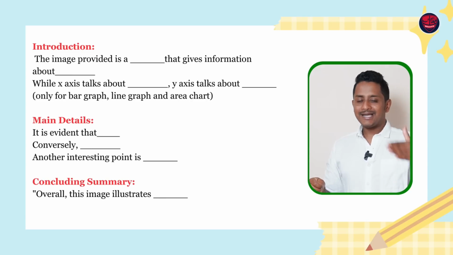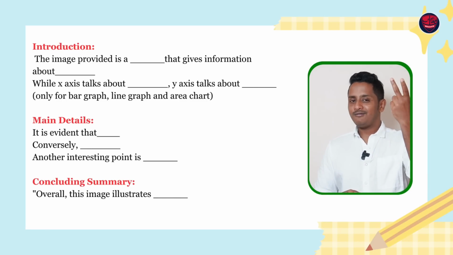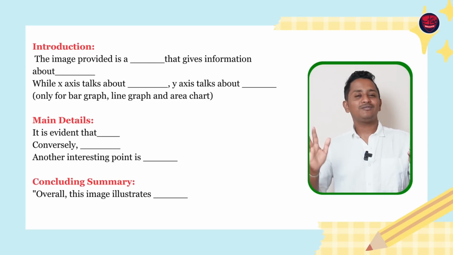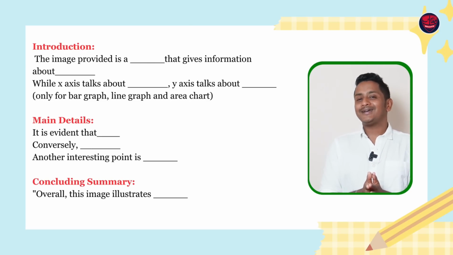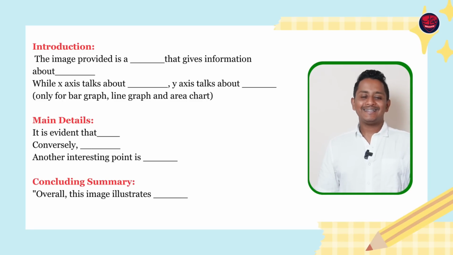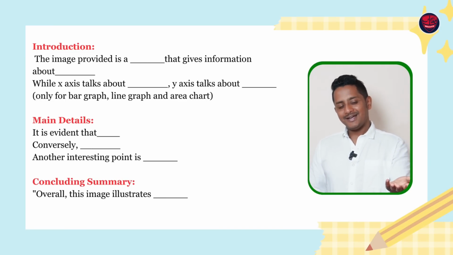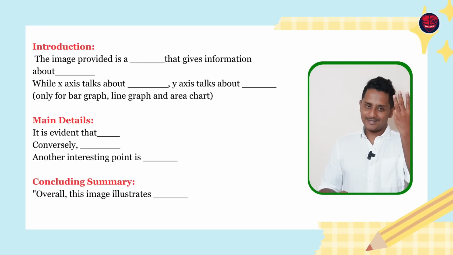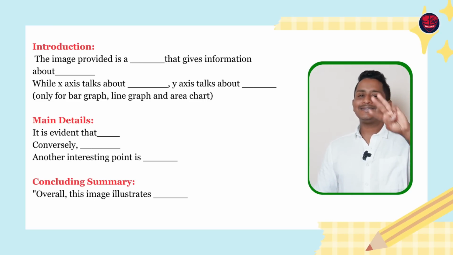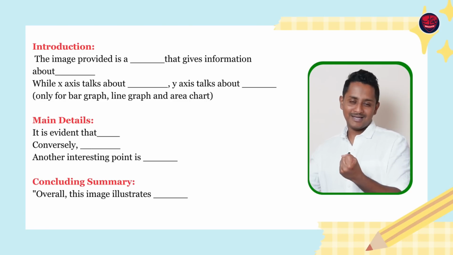The x-axis, y-axis line comes only for line graph, bar graph, and area chart. The rest of the images do not have an x-axis or y-axis, so please ignore this line if you're up against images which do not have them. Then, "It is evident that", "conversely", "another interesting point": these three lines are where you have to speak something from the image, and this is where you're going to get that 90.